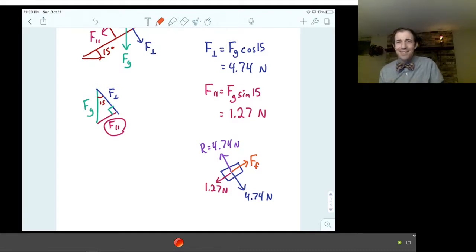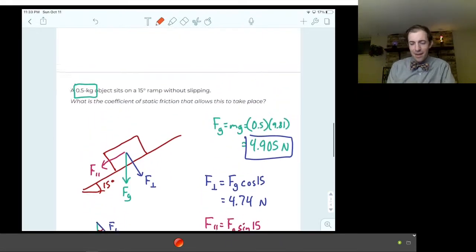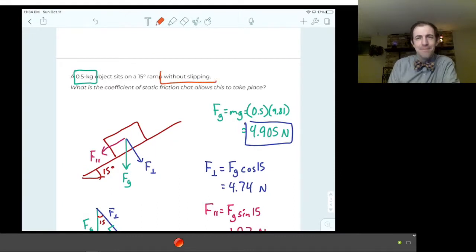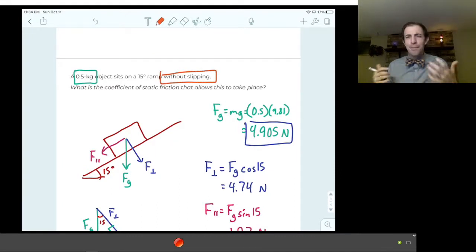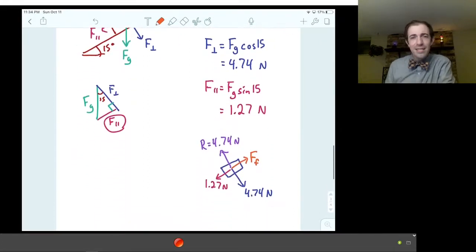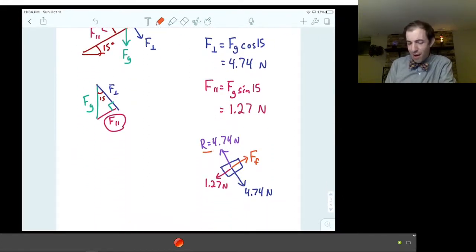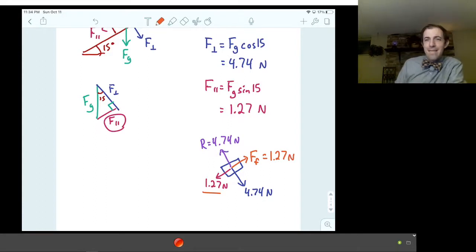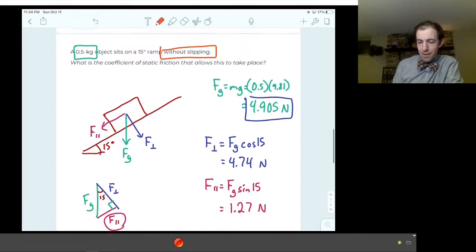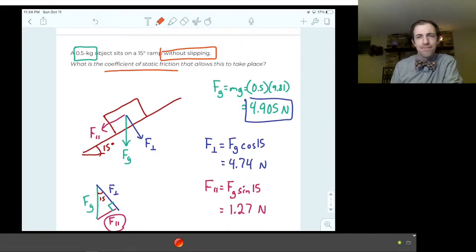Now in this case, I know that this object is sitting there without slipping. If this object is sitting without slipping, it means it's not moving. If it's not moving, it means there is no acceleration. If the acceleration is 0, it means the net force has to be 0 as well. So all of these forces need to be canceling. Just like R canceled out with the perpendicular force, Ff must cancel out with our parallel force. So that is 1.27 newtons.